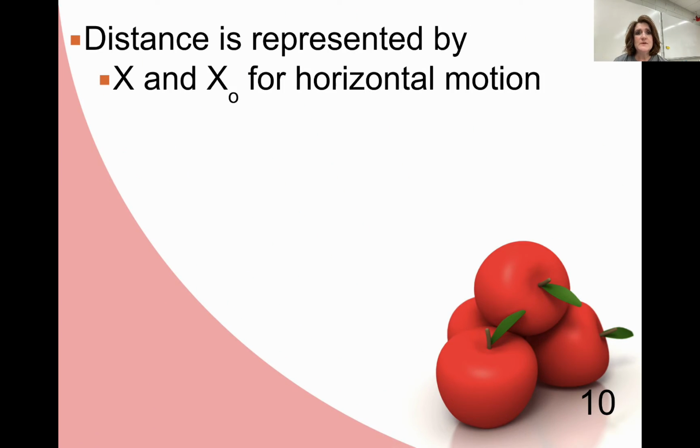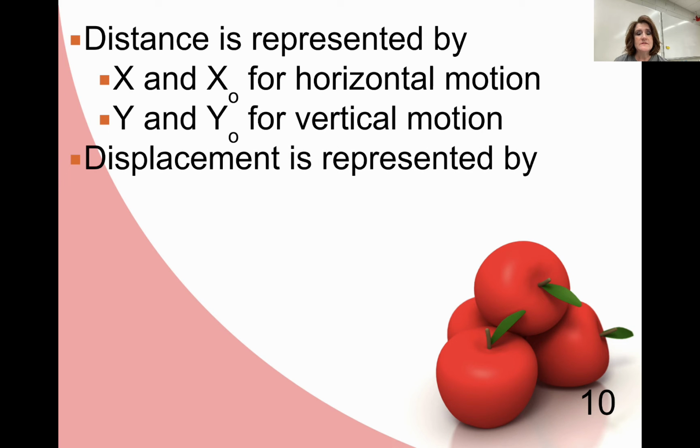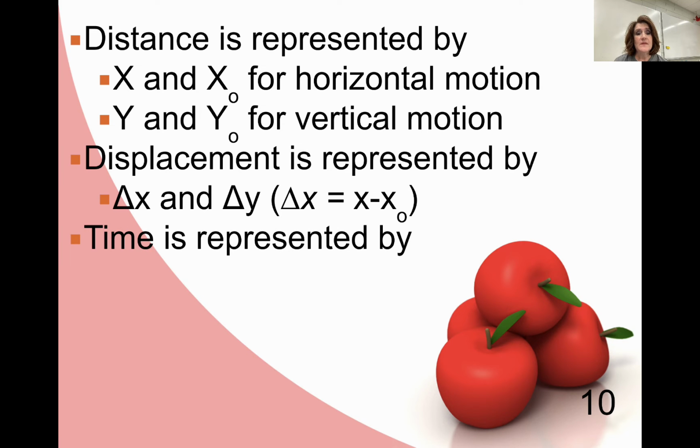Distance, displacement, or length. Distance, primarily, is x and x naught for horizontal motion, y and y naught for vertical motion. Displacement is represented by a delta x or a delta y. Again, finding delta as being final minus initial. Time is represented by the letter t.